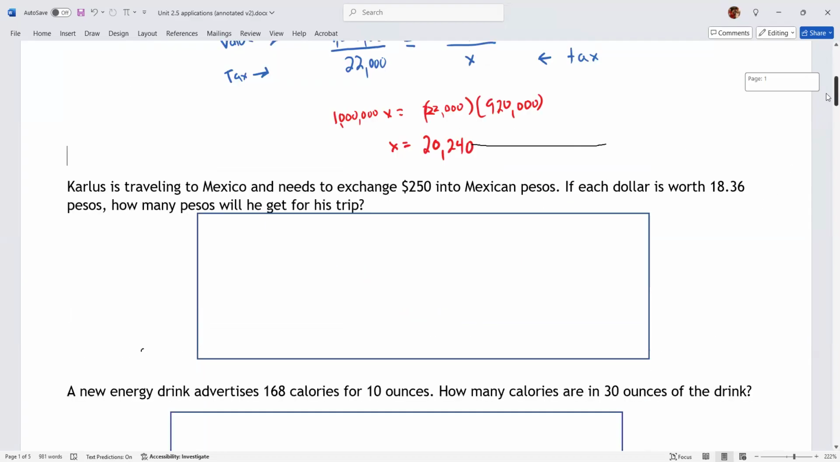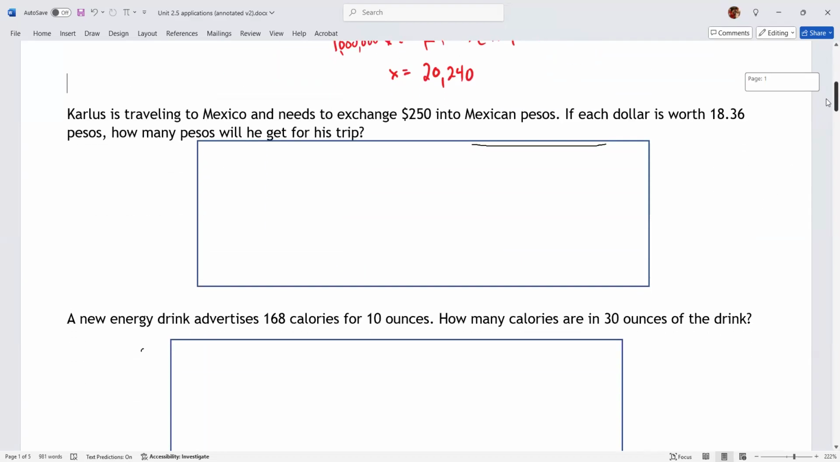Okay, let's look at another example real quick. Going to Mexico and you want to change your dollars into pesos.